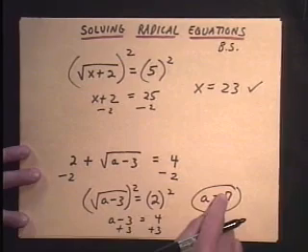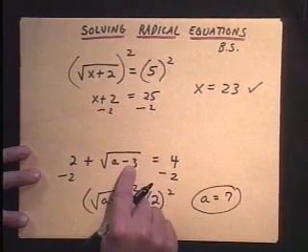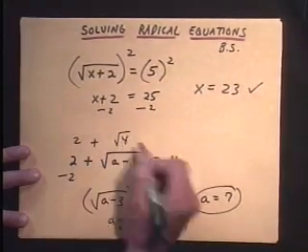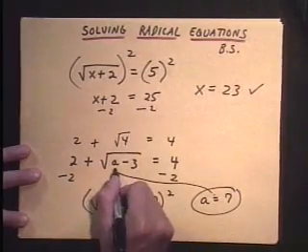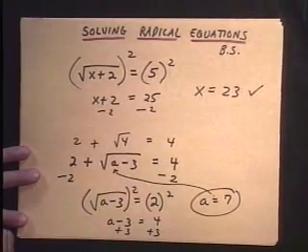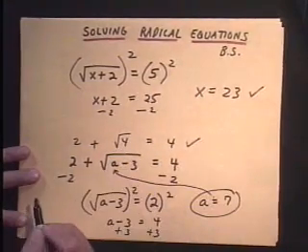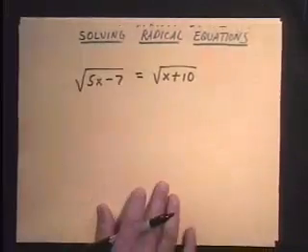Now, will 7 check? Let's check it. What's 7 minus 3 under this radical? 4. So you get 2 plus the square root of 4 equals 4, when you plug this 7 right back in there for a. Does that make sense? 2 plus the square root of 4 is 4? Yes, it does, because we know that square root of 4 is 2. All right, let's continue.